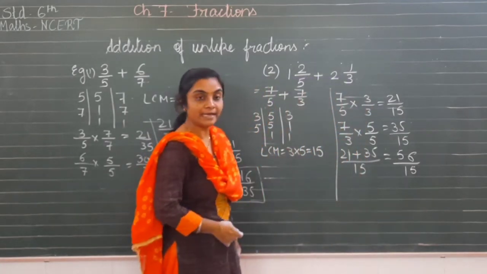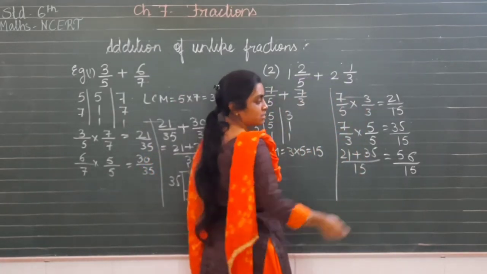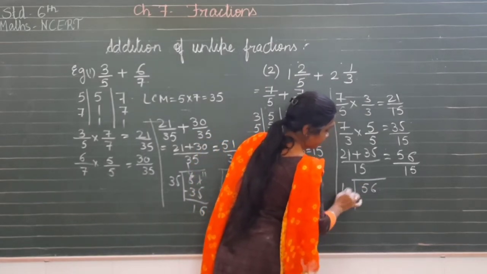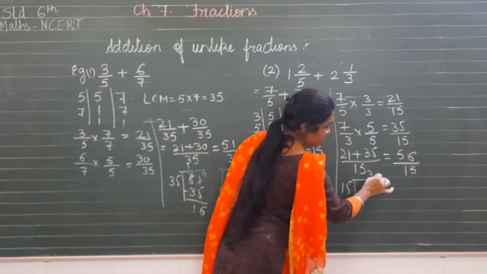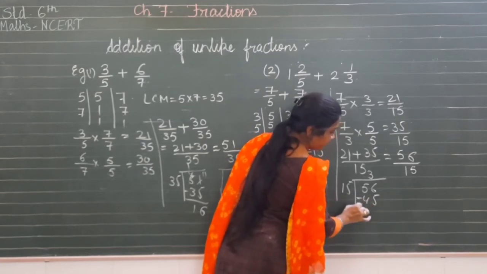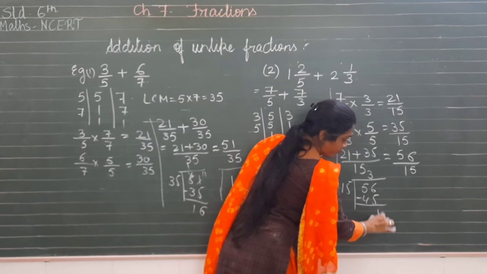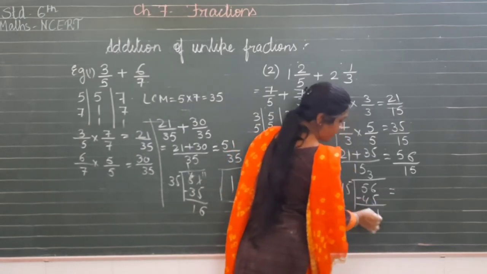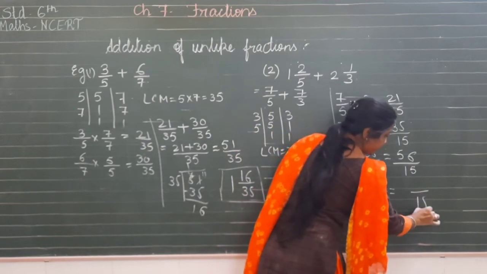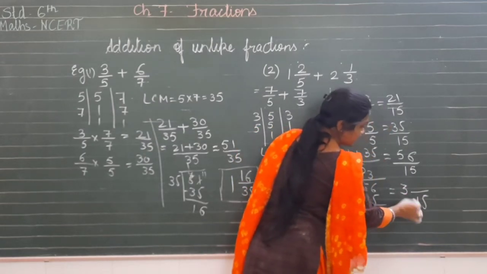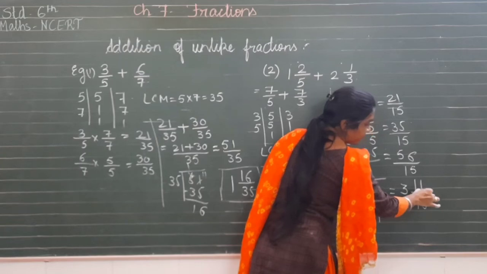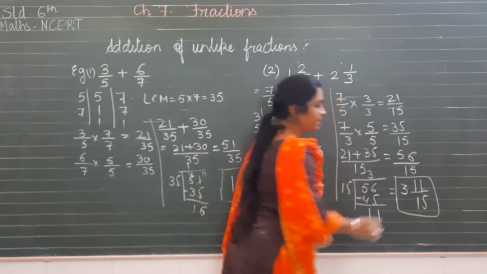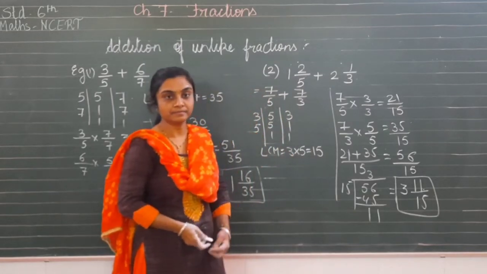If you want, we can convert it into a mixed fraction. So we will divide 56 by 15. 15 3s are 45. 56 minus 45: 6 minus 5 is 1 and 5 minus 4 is 1. So according to the formula of QRD, the quotient is 3, the divisor 15, and the remainder 11. So 3 integer 11 upon 15 is the answer.